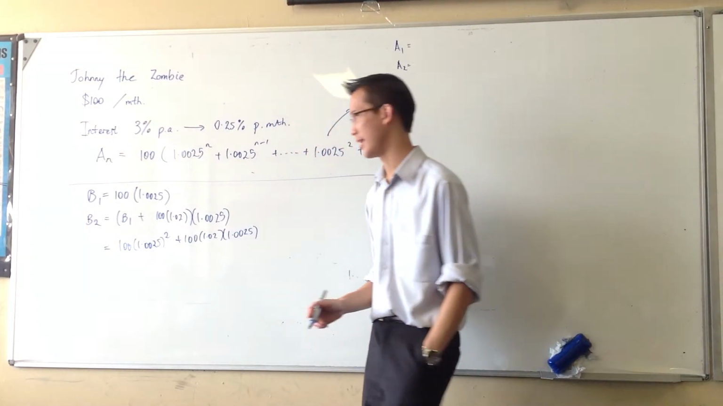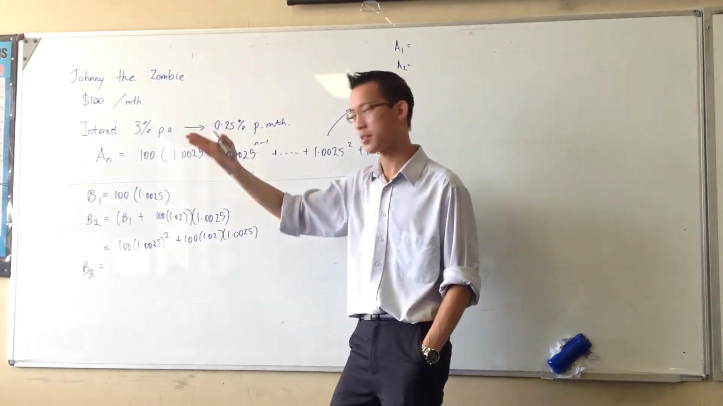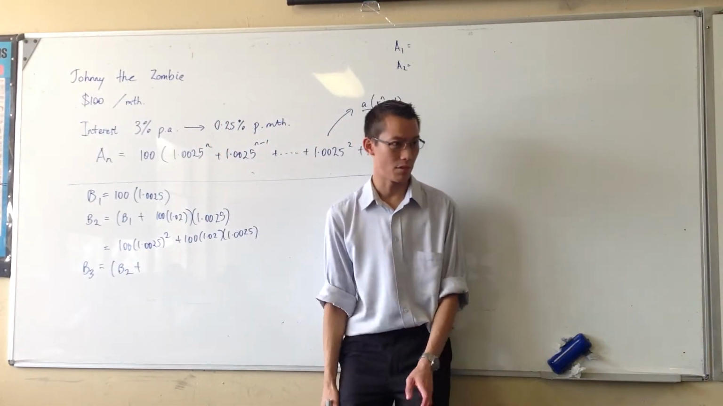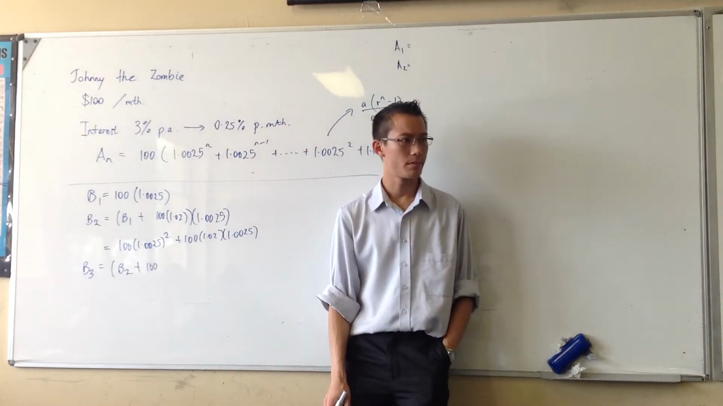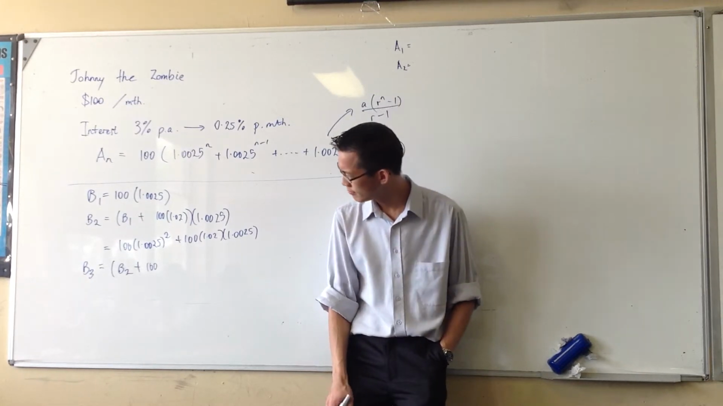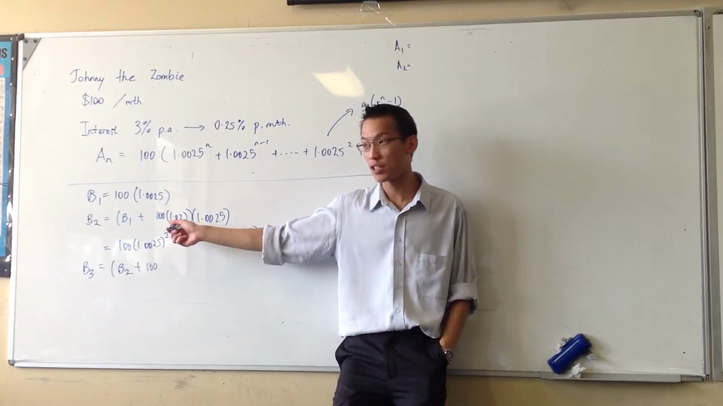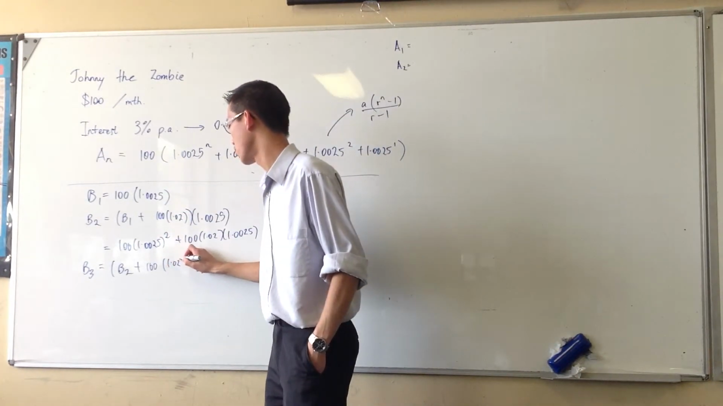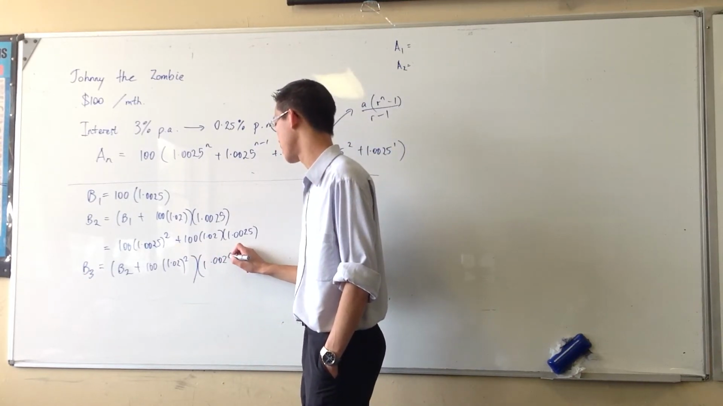Okay, B3. I'm going to build it the same way, right? So it's the previous amount plus a new deposit. But this deposit is bigger again. It's 2% bigger, right? So it'll be 100 times what? If it's 2% larger another time, right? I multiplied it by 1.02 to make it 2% bigger once, so I'll do it again. 1.02 squared. Okay? And then all of that gets its interest.